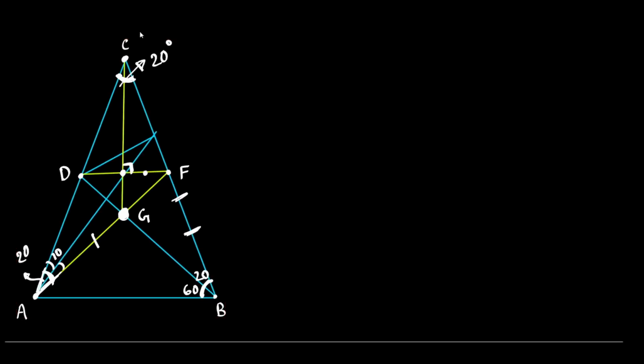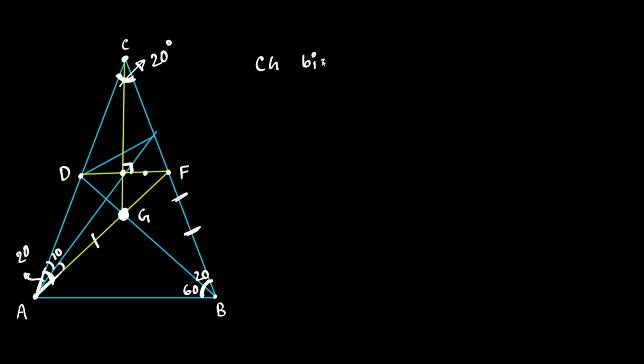So my question is, how is CG bisecting angle ACB? How? If we already proved it, you can just comment it down along with the timestamps. So how is this bisecting that? How are we coming up with that idea?